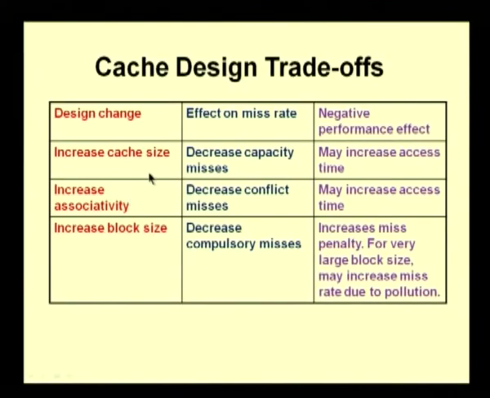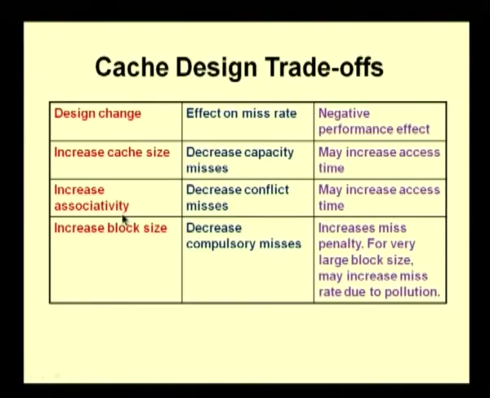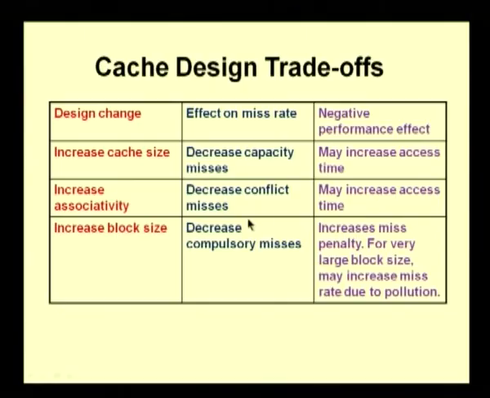Second is increasing the associativity. This we know, increasing the associativity will definitely decrease the conflict misses that you have. But again, what is the negative performance effect that it is likely to have? This again may increase the access time. Why will it increase the access time? Because when your associativity is increased, more comparisons have to be done simultaneously, and then that has to be passed through a multiplexer in order to get the required block in the cache. Of course, if you have a very efficient implementation of that comparator, it may not increase the access time, but in general increasing associativity may increase access time, but it will decrease your conflict misses.